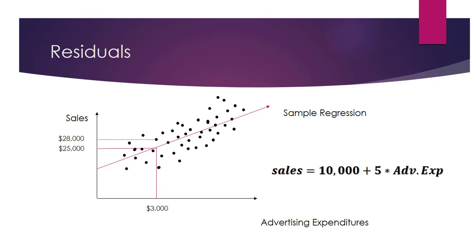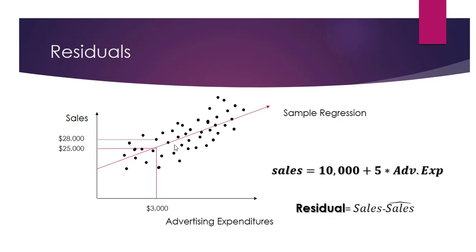However, firm K's actual sales lie above our prediction. The firm actually has $28,000 of sales. This error in our regression model is known as a residual. It's calculated as the actual sales minus the predicted sales. This hat here means it's a prediction. So firm K's residual is 28,000 minus 25,000, which is $3,000. Perhaps firm K has excellent customer service.